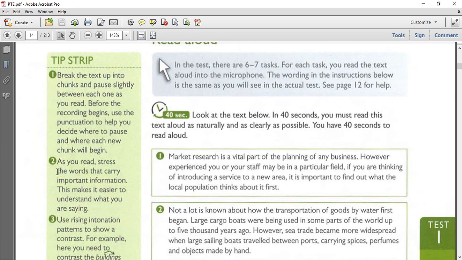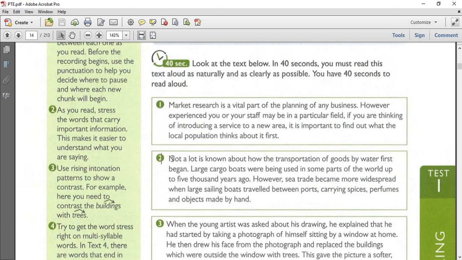As you read, stress the words that carry important information. It makes it easier to understand what you are saying. The word stress here doesn't refer to the level of stress, like when we are working too much or studying too much. Stress here means that we pronounce the word a little bit louder, for the intonation. So now let's start with the second paragraph. Stress the words that carry important information.